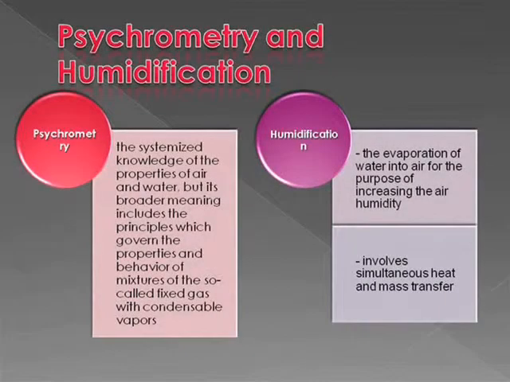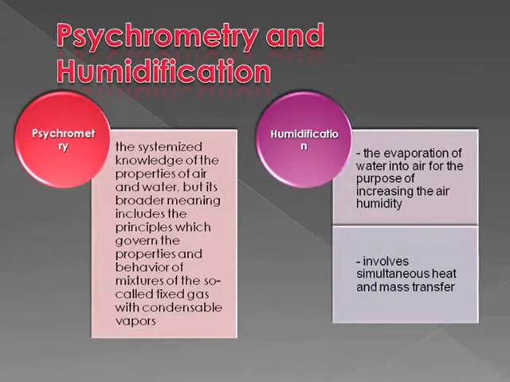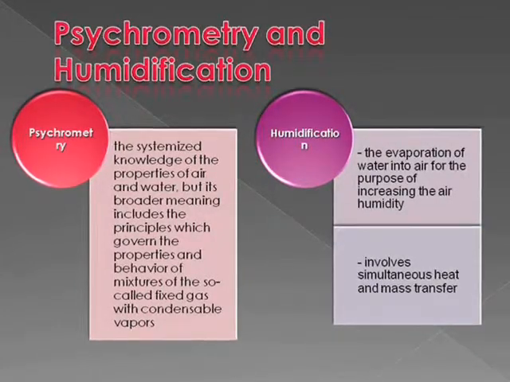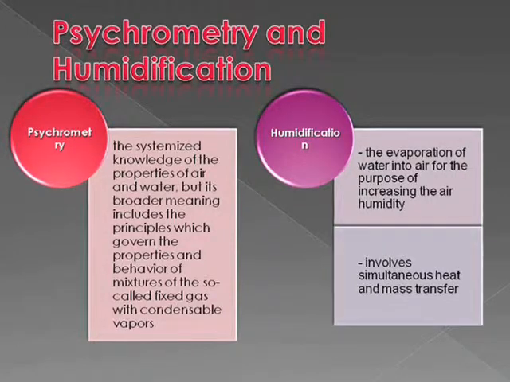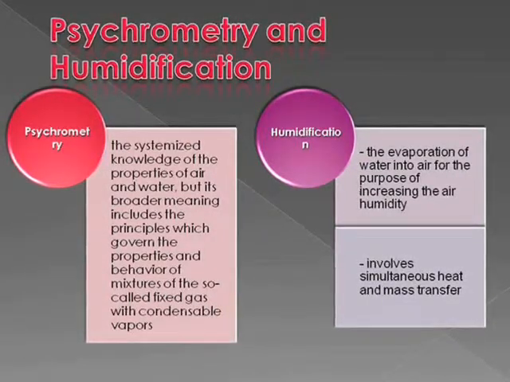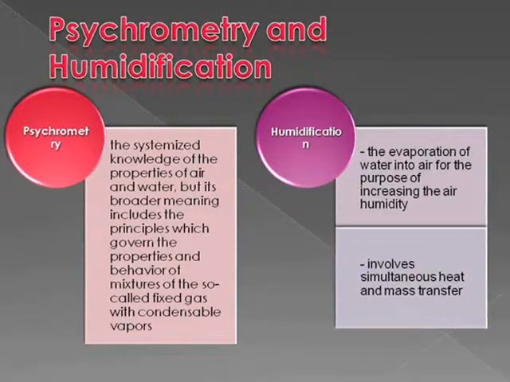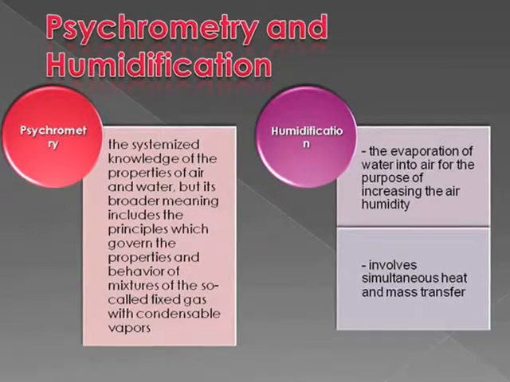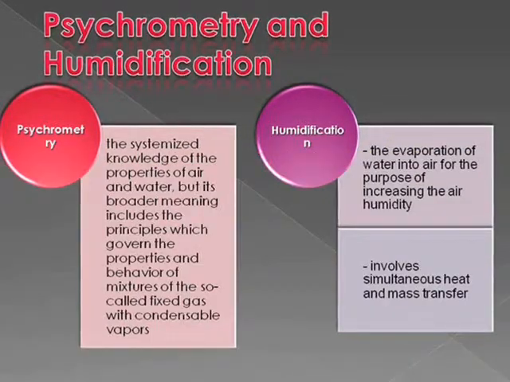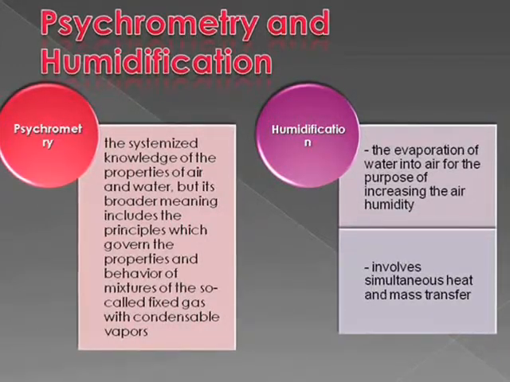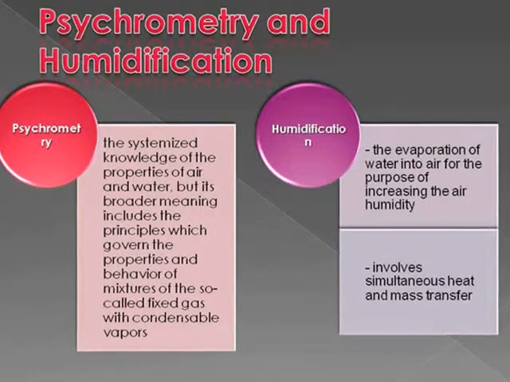Now, let's define psychrometry and humidification. Psychrometry is concerned with the determination of the properties of gas-vapor mixtures. The air-water system is by far the most commonly encountered system in industries. This is also the systematized knowledge of the properties of air and water, but its broader meaning includes the principles which govern the properties and behavior of mixtures of the so-called fixed gas with condensable vapors.